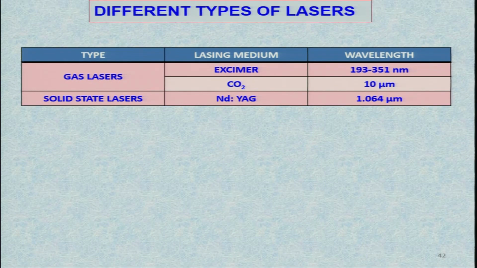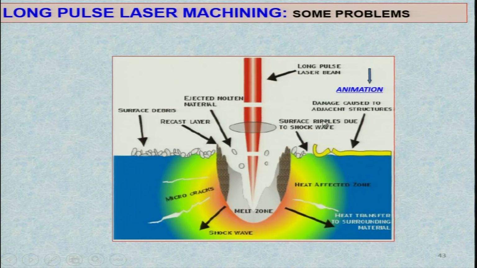Now, you have two types of lasers, basically gas lasers and solid state lasers. Here are the lasing medium, excimer laser is there, CO2 laser is there, and wavelength in each case is different, as you can see here. In case of excimer laser, it is 193 nanometer to 351 nanometer, for CO2 it is 10 micrometer, and 1.064 micrometer for the solid state laser.